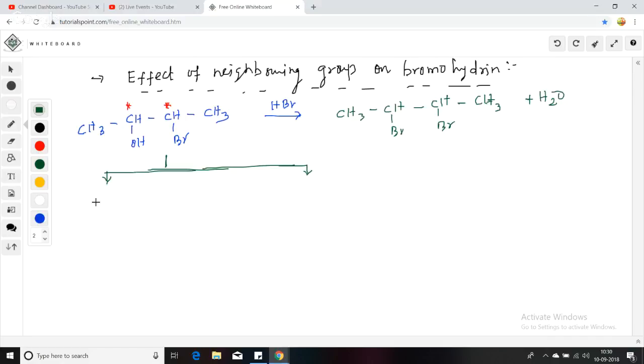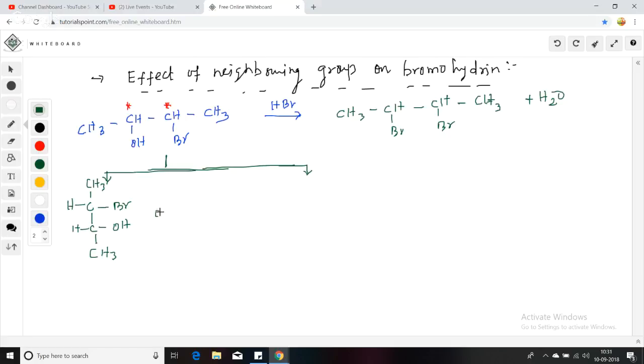You see here, this chiral carbon is here. Okay, and this chiral carbon has one CH3, Br, OH, CH3, H, and H. Okay, right.